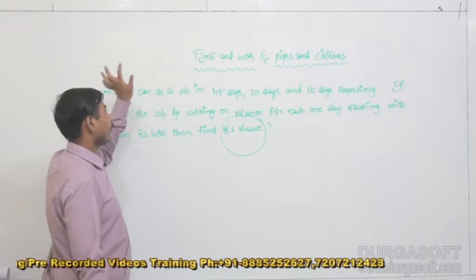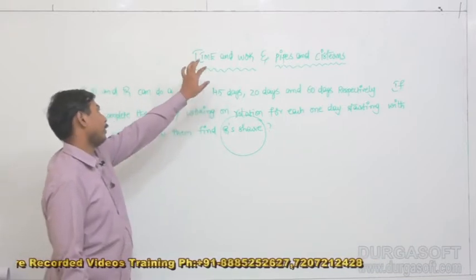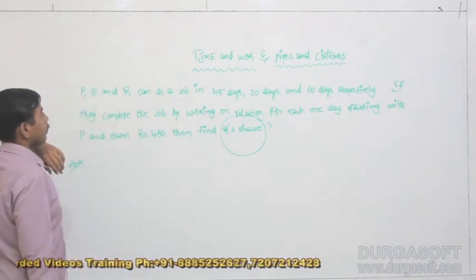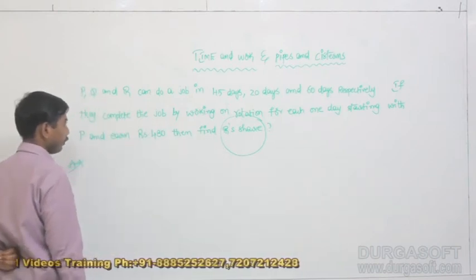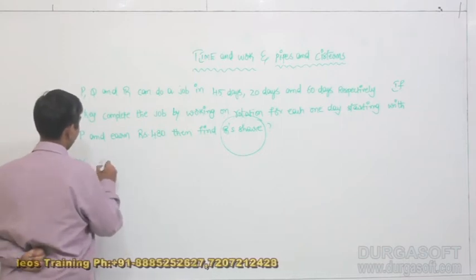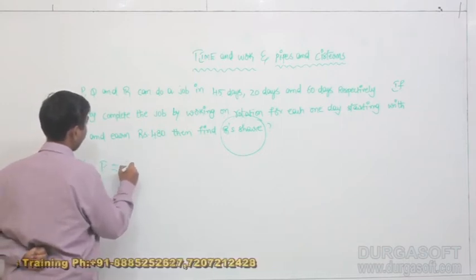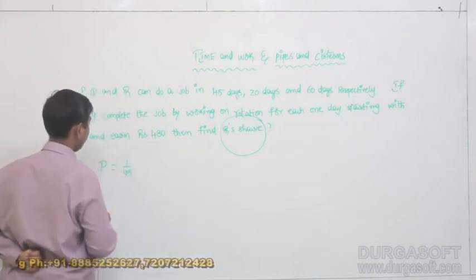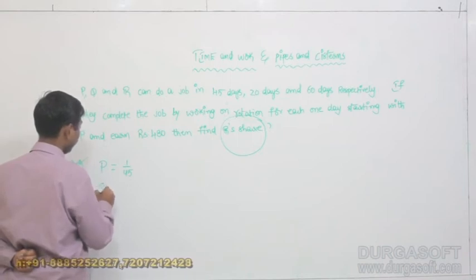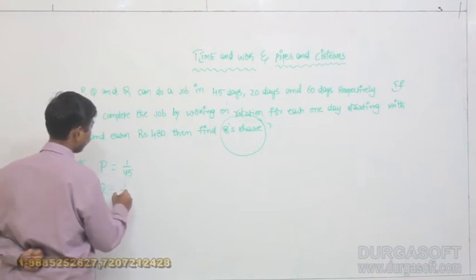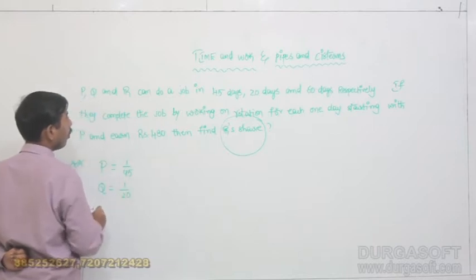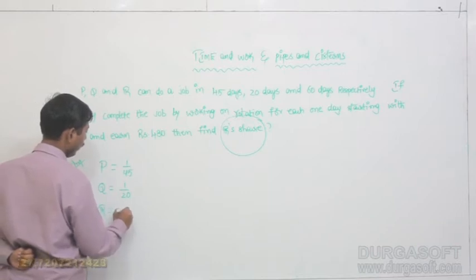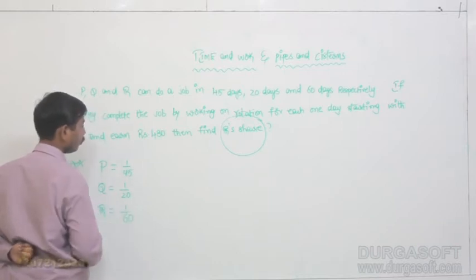P needs how many days? 45. Q needs 20. R needs 60. So let us focus here. P needs 45 days, so in 1 day 1/45 of the work is possible. Q needs 20 days, so in 1 day 1/20th of the work is possible. R needs 60 days, so in 1 day 1/60th of the work is possible.